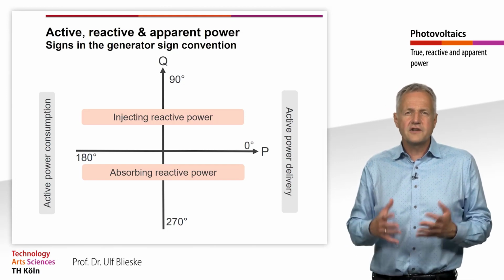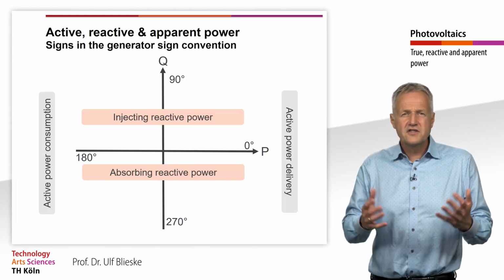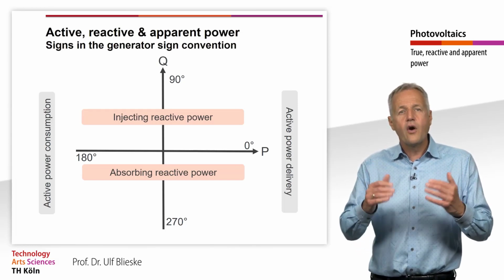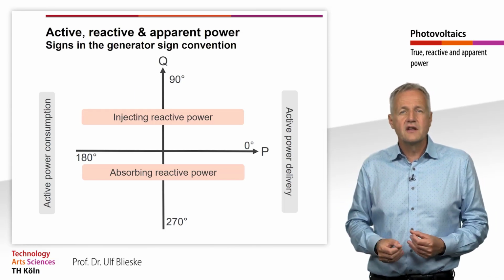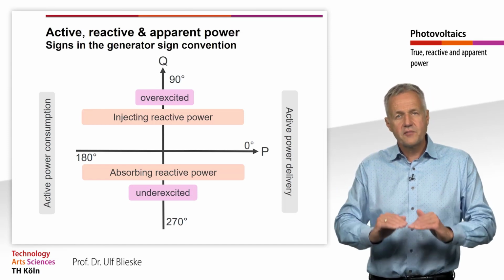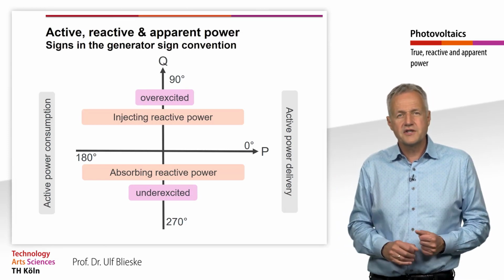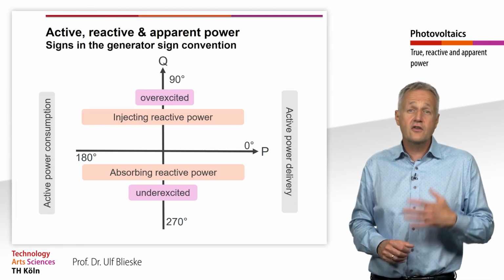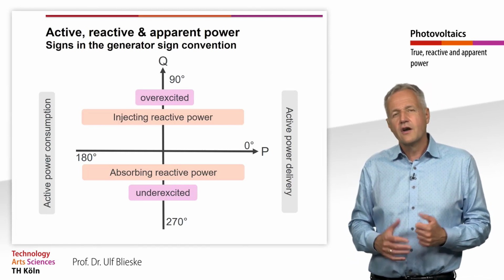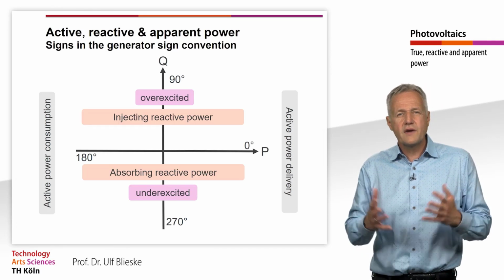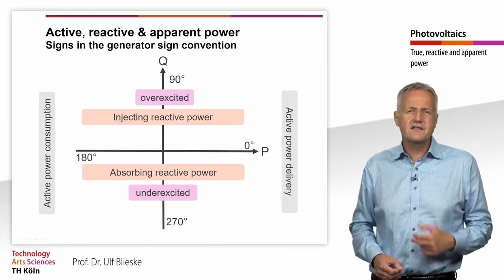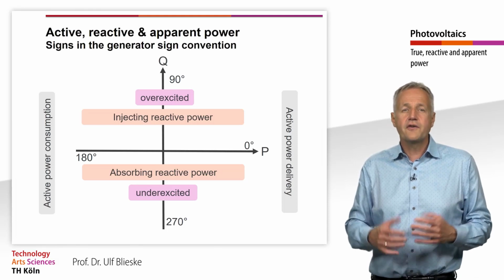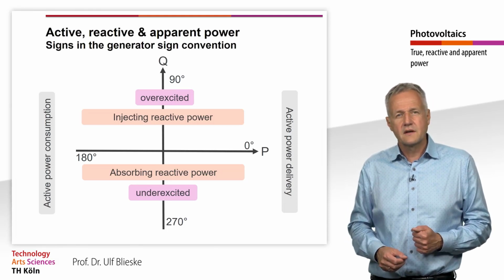In the case of a generator, positive reactive power is also often referred to as overexcited operation and negative reactive power as underexcited operation. Note that the terms are reversed in the consumer sign convention. Often people talk about reactive power without specifying the sign convention. This can quickly become confusing if you are not aware of this fact.